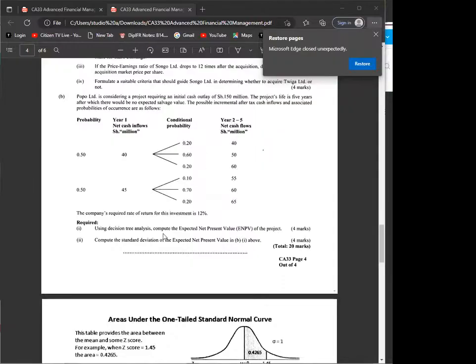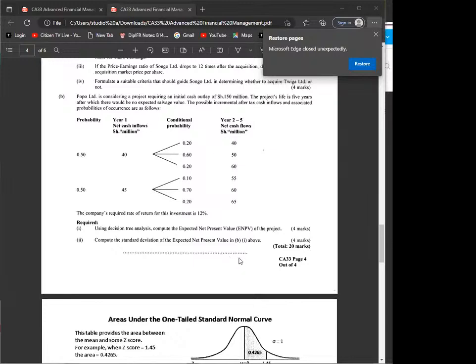The company's required rate of return for this investment is 12%. Using decision tree analysis, compute the expected net present value of the project. And then they wanted us to compute the standard deviation of the expected net present value in B1 above. Of course, if you got 0 in 1, you must have gotten 0 in 2. So you got 0 out of 8.